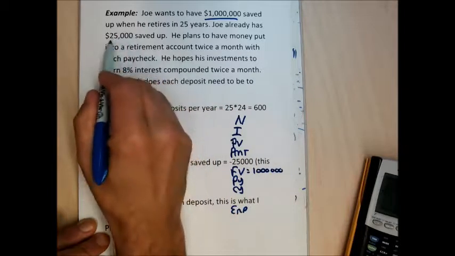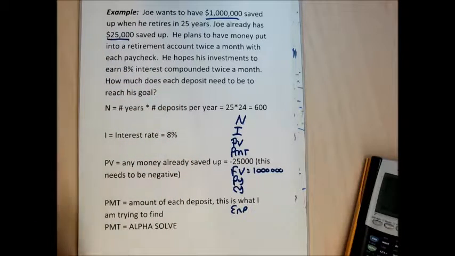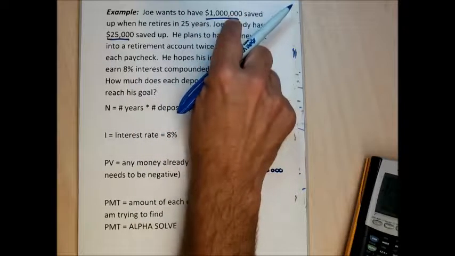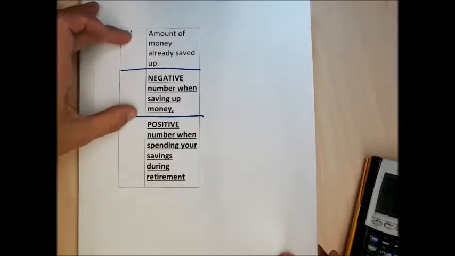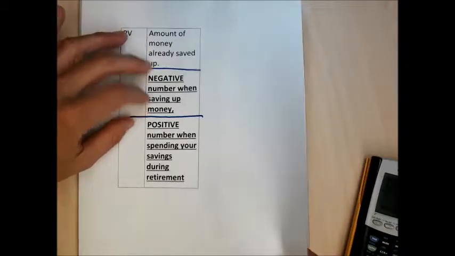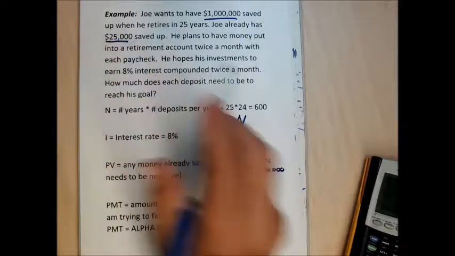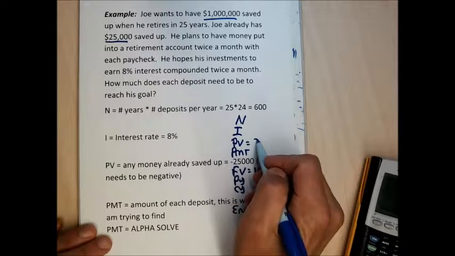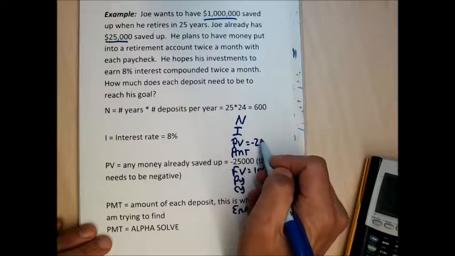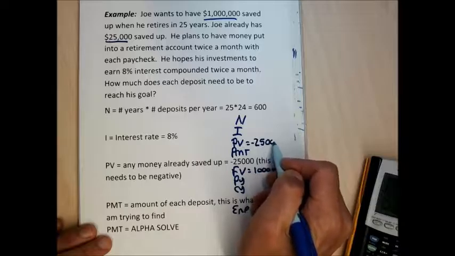He already has $25,000 saved up. That's a PV. That's a current balance. And Joe is still saving money to get to that goal. This value, because I'm saving up money, is going to be a negative amount. That $25,000, that's his current value. That's the present value of his account. It's going to go in as a negative $25,000 because he's still saving up money.